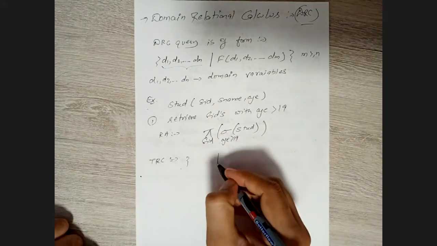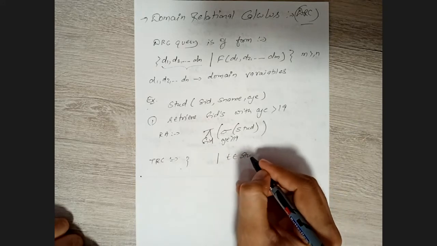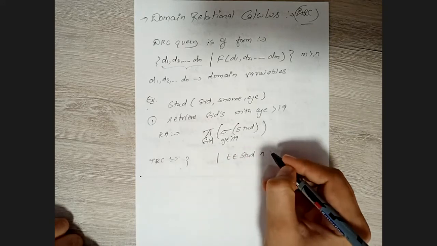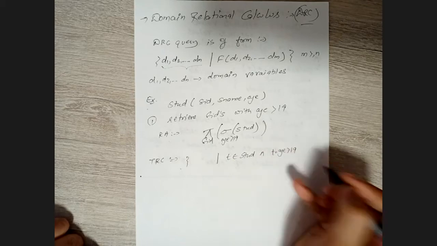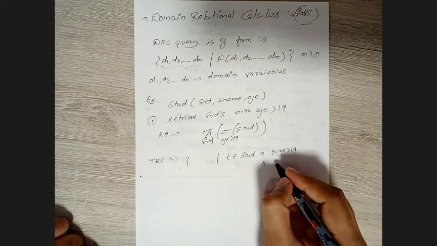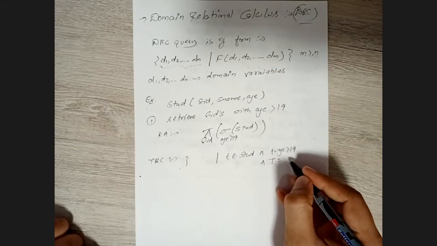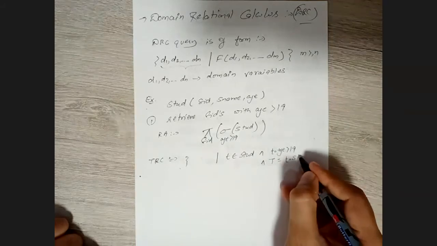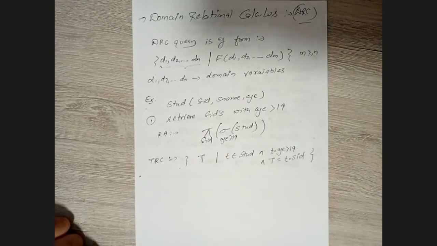Let T be my tuple variable that belongs to the student table, and I'm saying that T dot age should be greater than 19. And I want to reflect the SID, so I'm storing the free variable, capital T equals T dot SID, and I'm going to reflect it here. That's it for your TRC.